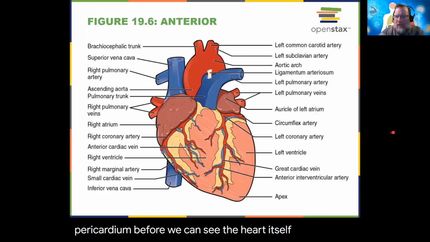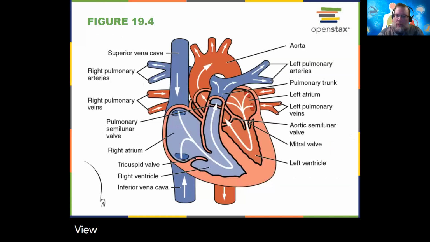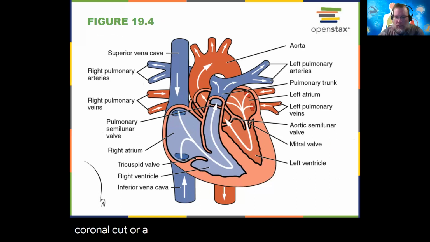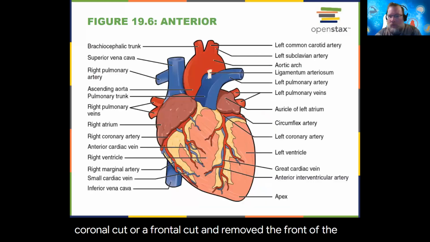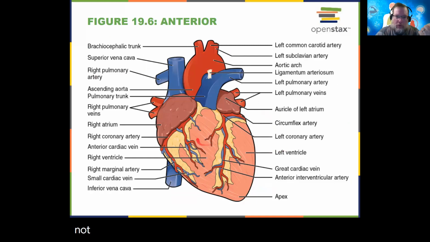A couple of items on here that I want to show you. We're looking at an anterior view. This is an anterior view as well, but we did kind of a coronal cut or a frontal cut and removed the front of the heart so we could see inside of it, right? So now we put the cover back on, and now we can see the heart superficially without looking inside of the heart. We're not seeing the chambers.